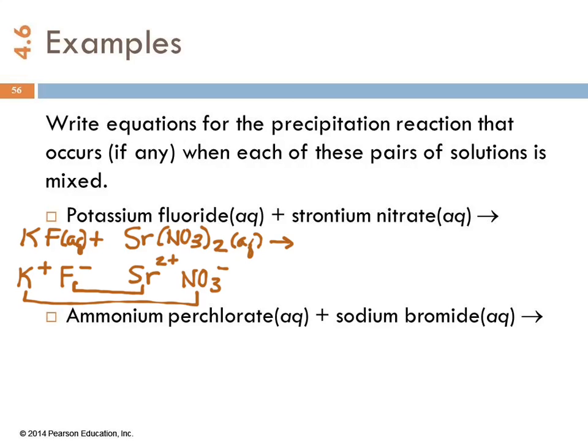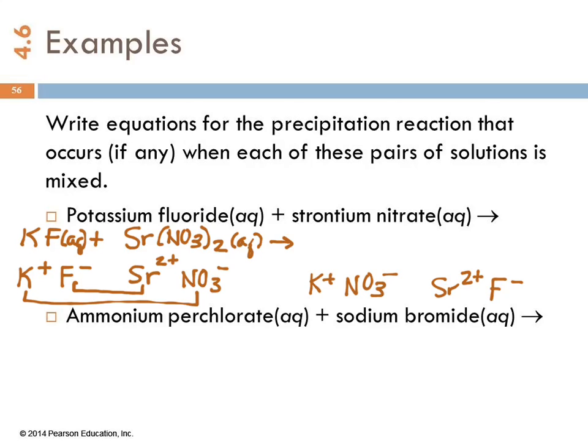Because this is about electrical charges. Positive is attracted to negative. 2 cations will repel each other. You can't force them together. Students try to do that, and you can write it that way on the paper, but it's going to be wrong. It has to be positive, negative, positive, negative. So there's only one possible way to rearrange these. I'm just going to write them over here. We could have K+ with NO3-, and we can have Sr2+ with fluoride.